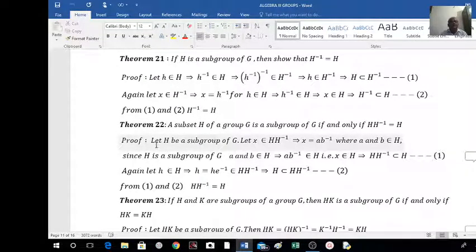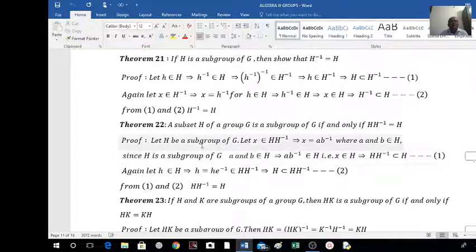Now first, let H be a subgroup of G. My aim is to show that these two sets are equal. First, let x belong to HH inverse. This means x must be of the form an element of H times an element of H inverse. An element of H is say a, and an element of H inverse is say b inverse, where a and b belong to H. So x is equal to ab inverse, where a and b belong to H.